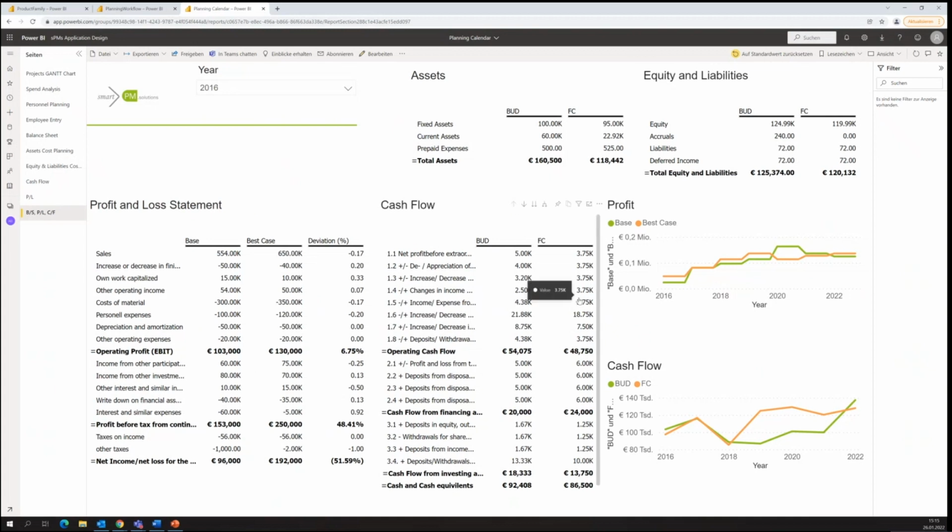which is probably the dream of each controller here, that you have the profit and loss statement, the cash flow, and the balance sheet in one good overview in one dashboard. You can now here see also the delta between your scenarios, the deviation of your scenarios. You can compare certain budgets and forecasts against each other and see the development over a few years.